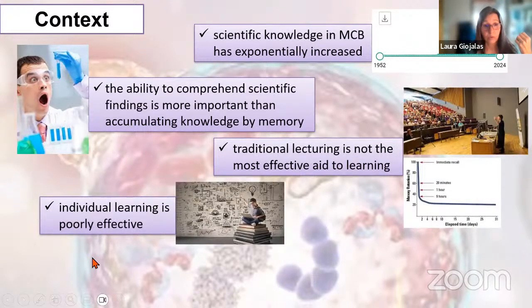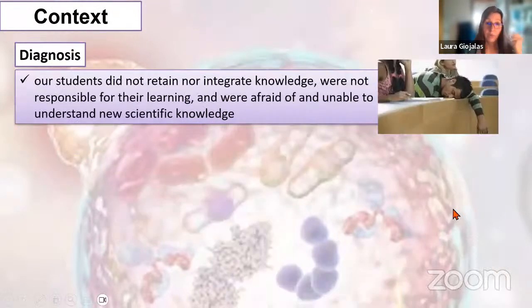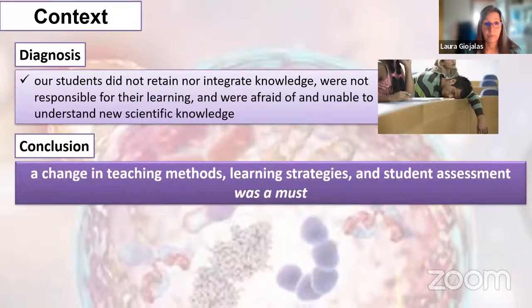Another thing that pedagogues also know is that individual learning is poorly effective. So the student studying alone is less effective than studying in a group. Another thing was that multiple choice exams evaluate mostly memorization rather than critical thinking. So in this context, we diagnosed our students and we realized that our students did not retain nor integrate knowledge, were not responsible for their learning, and were afraid of or unable to understand new scientific knowledge. So the conclusion was that we need a change in teaching methods, learning strategies, and student assessment.